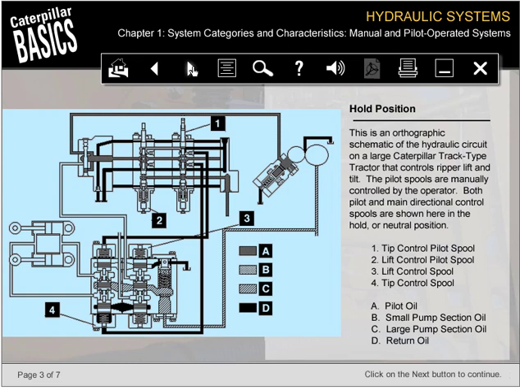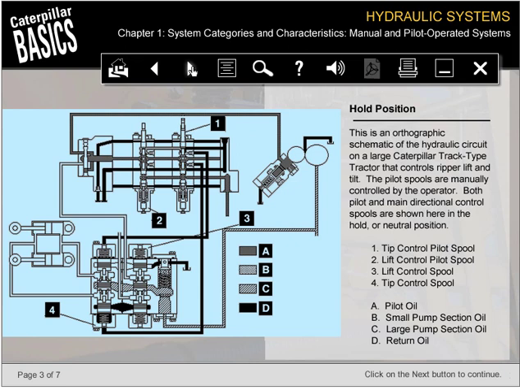This is an orthographic schematic of the hydraulic circuit on a large Caterpillar track-type tractor that controls ripper lift and tilt. The pilot spools are manually controlled by the operator. Both pilot and main directional control spools are shown here in the hold or neutral position. Note the location of each of the 4 control spools.